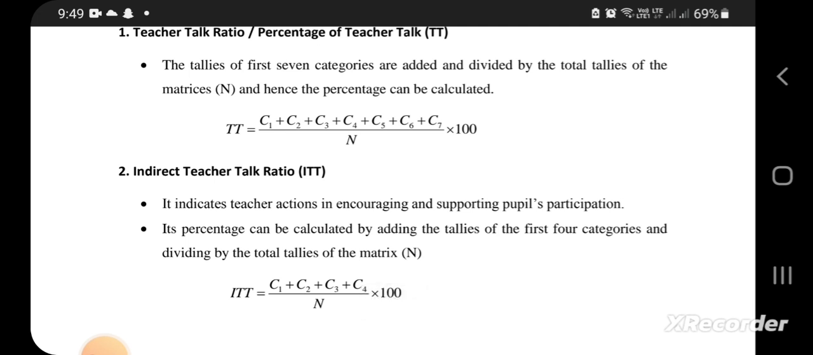That is C1, accept feeling; C2, praises or encouragement; C3, accepts or uses ideas of pupils; C4, asks questions; C5, lectures; C6, giving direction; C7, criticizing or justifying authority. That is 1, 2, 3, 4, 5, 6, 7, divided by the total number, into 100.